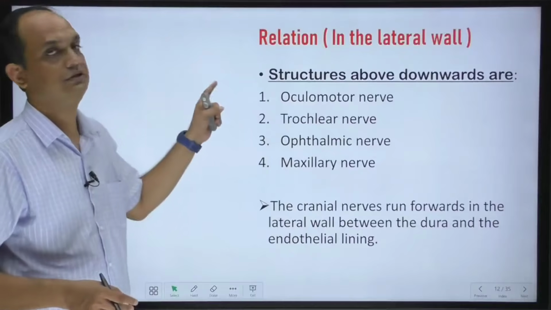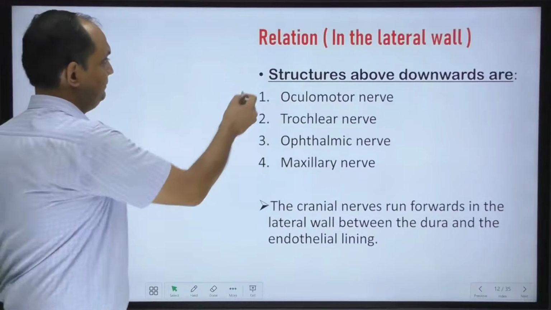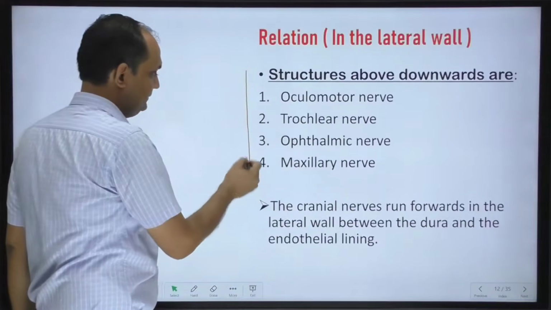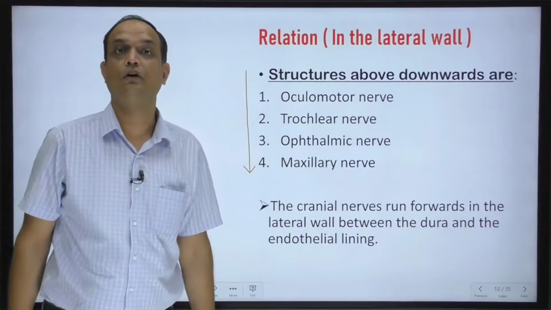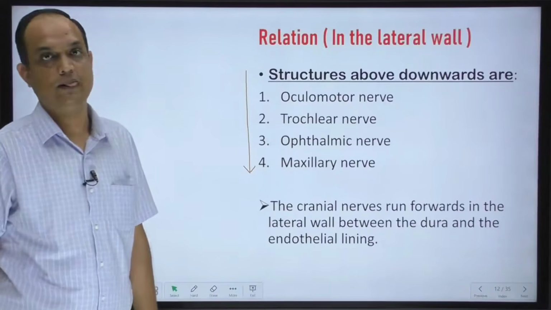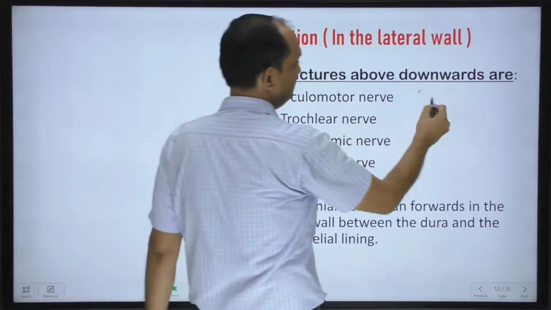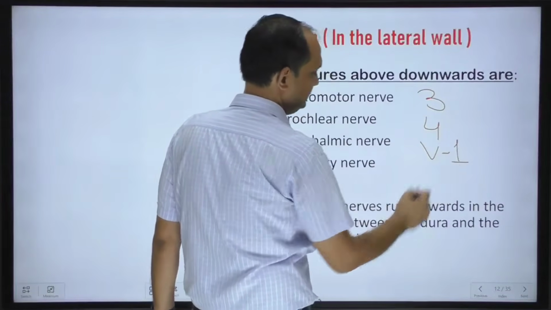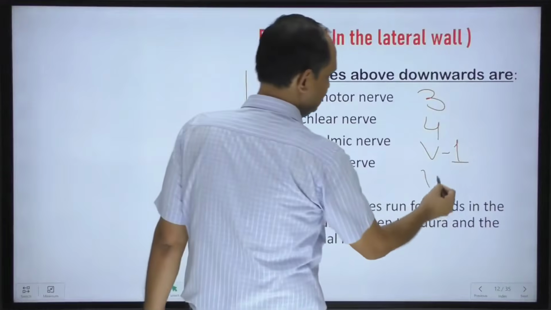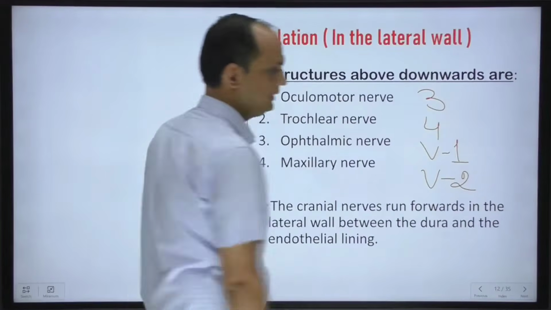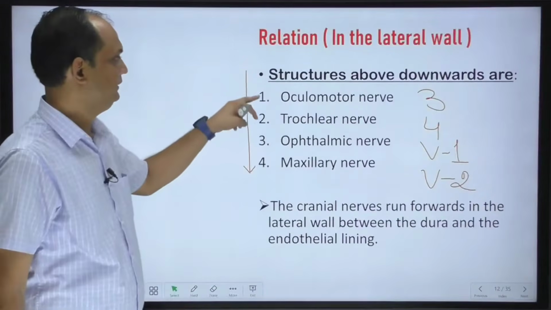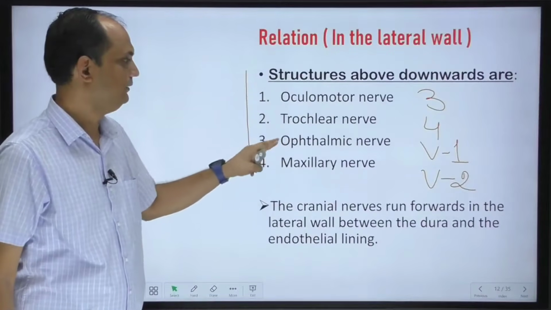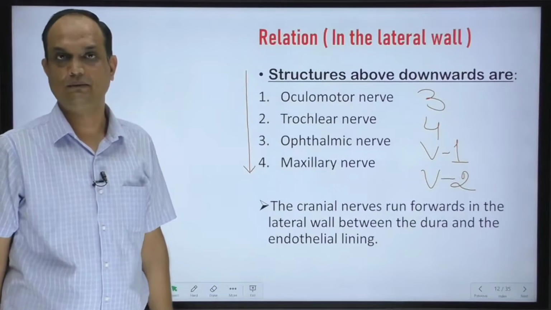So what are the structures in the lateral wall? This is the first question: name the relations from above downward in the lateral wall. So the third cranial nerve, the fourth cranial nerve, the first branch of the fifth cranial nerve, and the second branch of the fifth cranial nerve. So what is the sequence? Oculomotor, trochlear, ophthalmic, and maxillary nerve.